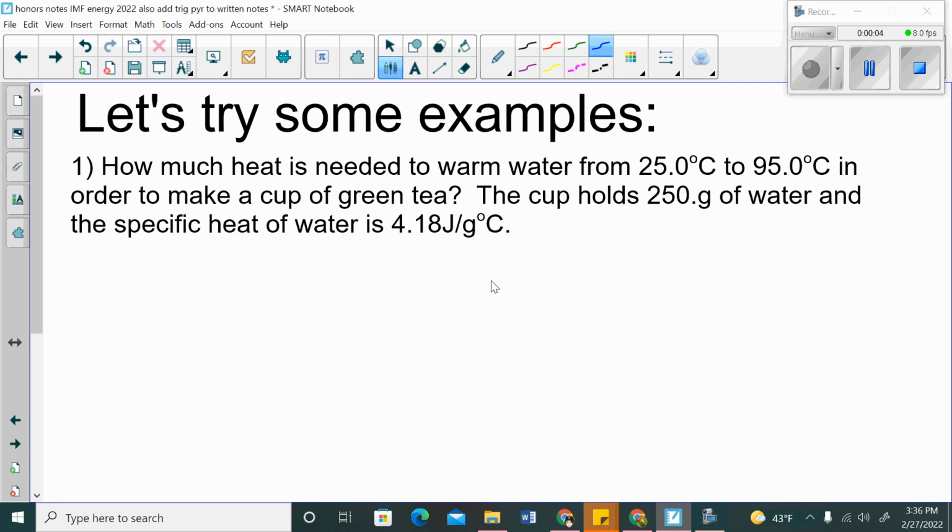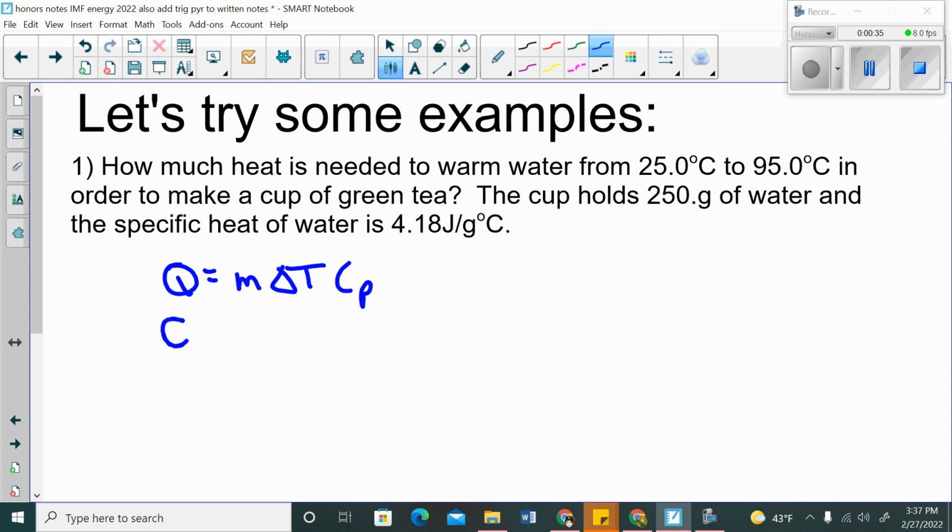This is chemistry: liquids, solids, intermolecular forces, and energy. Here we'll look at some examples using the heat equation. The heat equation is Q, our heat flow, equals m, mass, times delta T, our temperature change, times Cp, specific heat. In the first example, it asks how much heat is needed to warm water from 25 to 95 degrees Celsius in order to make a cup of green tea.